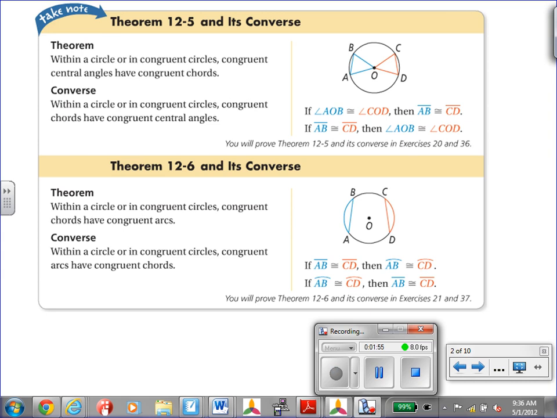All right, 12.6. Within a circle or in congruent circles, it's telling you that you could have it within one circle or two of the exact same circles, congruent chords have congruent arcs. So if chord AB is congruent to CD, then arc AB would also have to be congruent to arc CD. And of course, you can flip those. If you know that the arcs are congruent, then the chords would also have to be congruent.